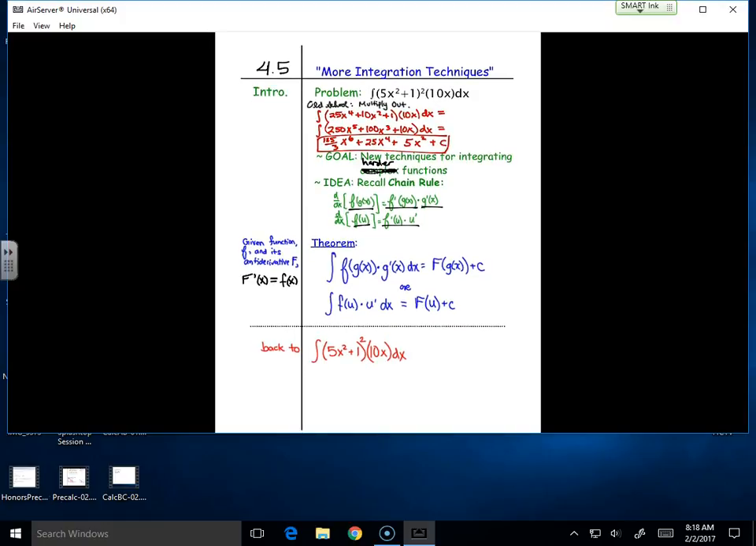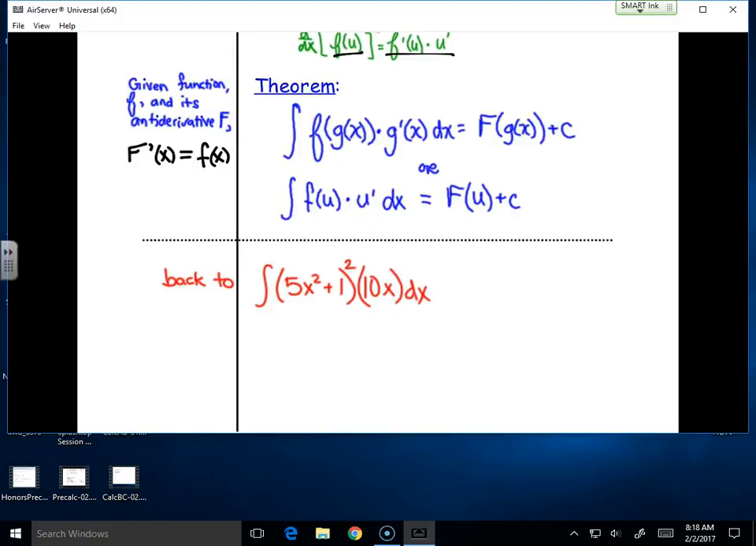Can you guys look at the chain rule backwards, the theorem up above, the chain rule backwards, and try to identify for me how this example fits into that formula? Oh, so we have 10x is the derivative of 5x squared. So 10x could be the u prime. No, hold on, I want to do it myself. So this could be the u prime.